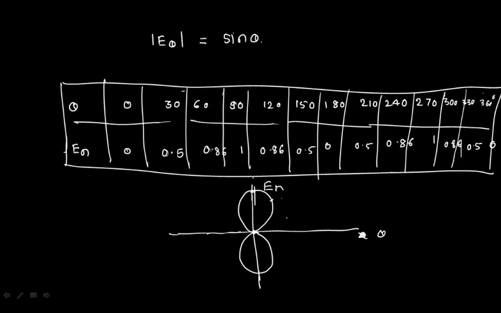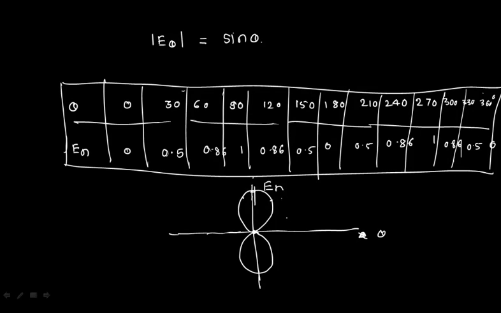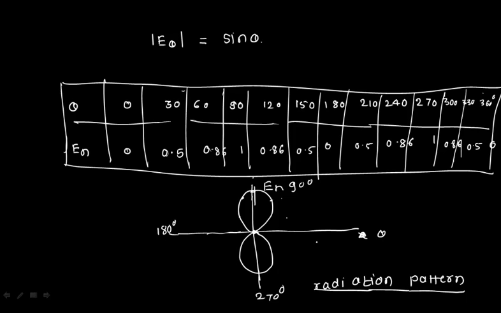For 60 you get 0.86, at 90 you get 1, and again at 120 what do you get? You are getting 0.86 at 120, again at 150 you get 0.5, and at 180 degree you get 0. This is 180 degree, this is 90 degree, and this will be 270. Whatever plot you got, this particular pattern is called the radiation pattern. Now you'll understand why we say this is nothing but the graphical representation of radiation in the far field region with respect to the direction, or as a function of the direction. So I hope you understand what is meant by the radiation pattern.